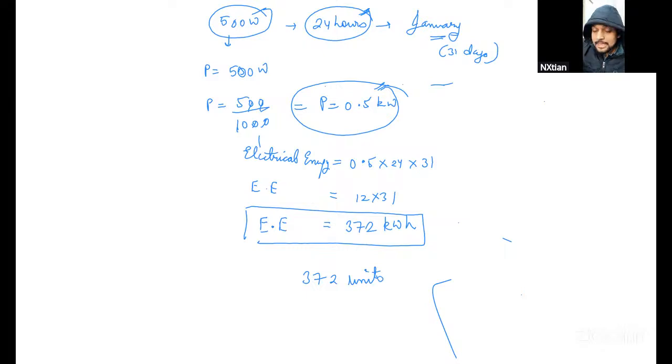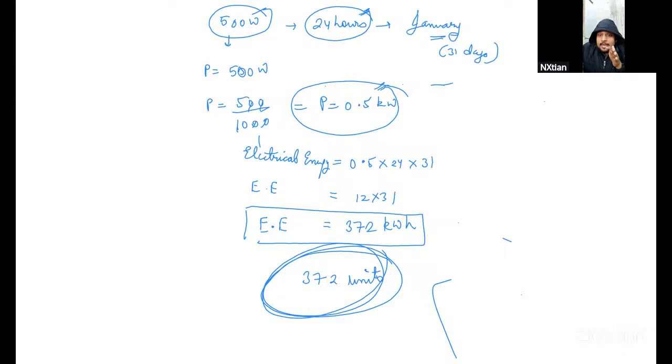Basically, when we change the watt into kilowatt and the time in hour, that kWh is called a unit. So 1 kWh is equal to 1 unit, 2 kWh is 2 units. So 372 kWh is equal to 372 units. Did you understand, guys? Yes.